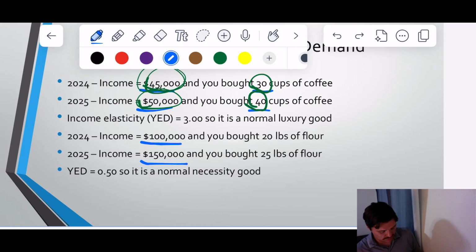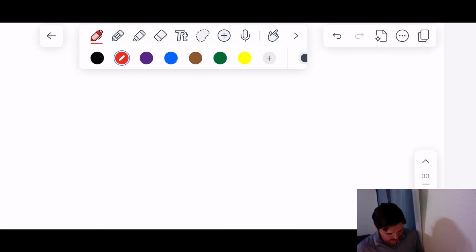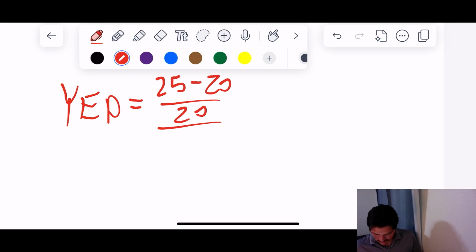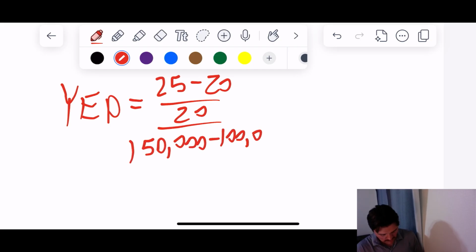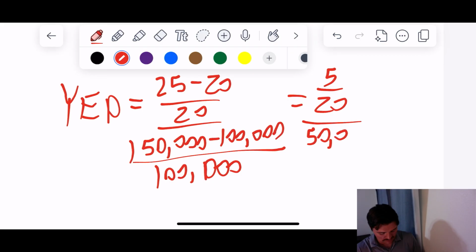So again, same idea with new and old. New minus old divided by old. But again, quantity always goes on top. So what we're looking at here in terms of the income elasticity is 25 minus 20 over 20, and then 150,000 over 100,000. Working top down, 25 minus 20 is 5 over 20. 150,000 minus 100,000 is 50,000 over 100,000.